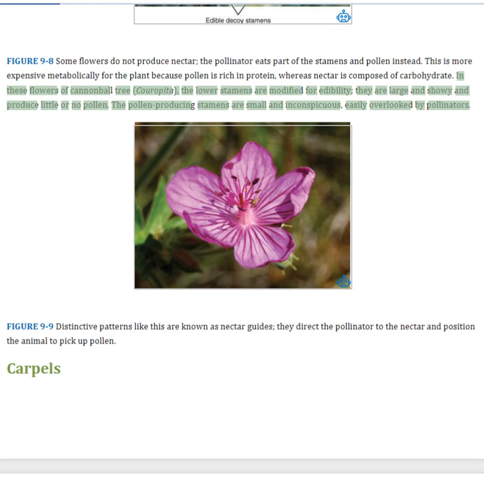In these flowers of cannonball tree, the lower stamens are modified for edibility. They are large and showy and produce little or no pollen. The pollen-producing stamens are small and inconspicuous, easily overlooked by pollinators.